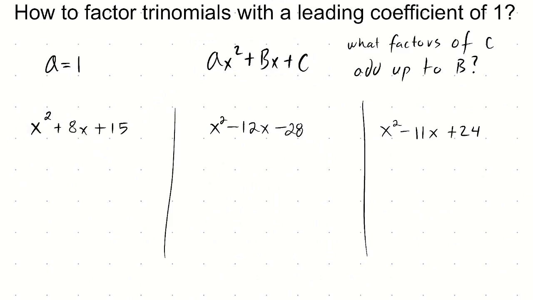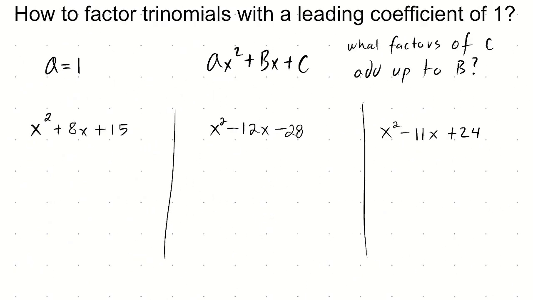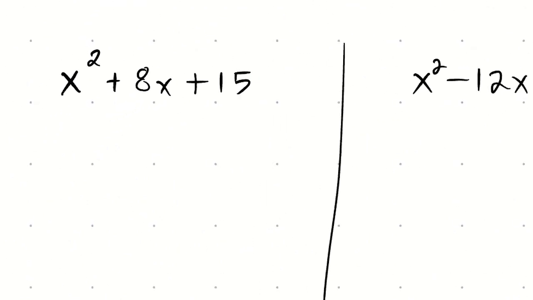So let's look at the first problem here. We have x squared plus 8x. What we want to ask ourselves is, what factors of c add up to b? What factors of c give you the middle coefficient? So let's ask that question about this one.